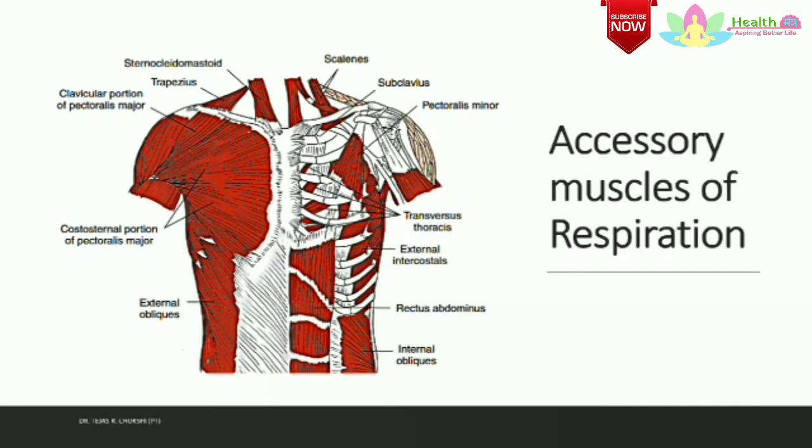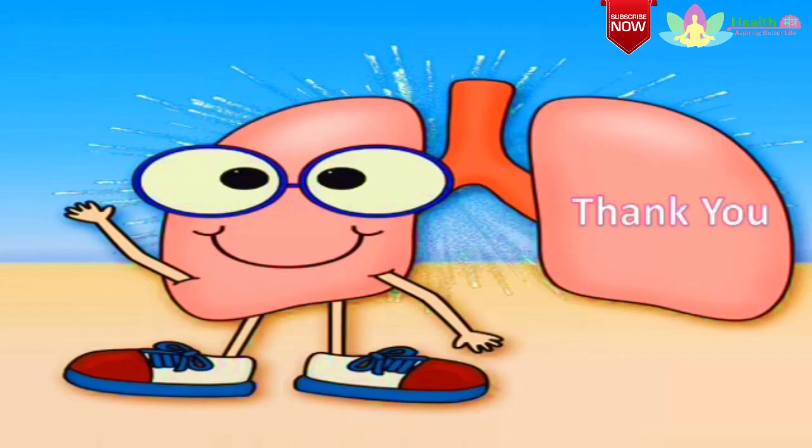Another muscle, the transverse thoracic muscle, which is a flat layer muscle, also has a role in ventilation along with the abdominal muscles to pull the rib cage caudally. So this is all about the biomechanics of the thorax.